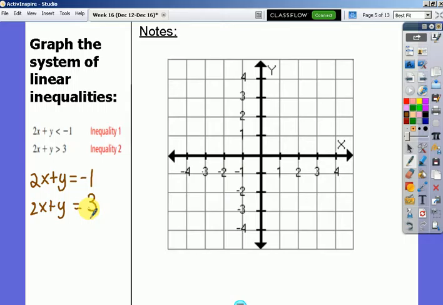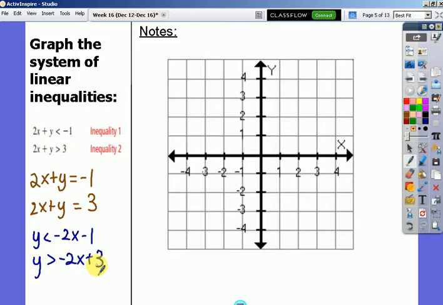Now, I would actually not do that. I would discourage you from doing that with inequalities because it will help you with the shading if you isolate your y. So let's go ahead and just solve for y, isolate it, and then graph our inequalities. So for this first one, I'm just going to subtract 2x from both sides, and I end up with y is less than negative 2x minus 1. Same thing with the other inequality. Subtract 2x, and I end up with y is greater than negative 2x plus 3.